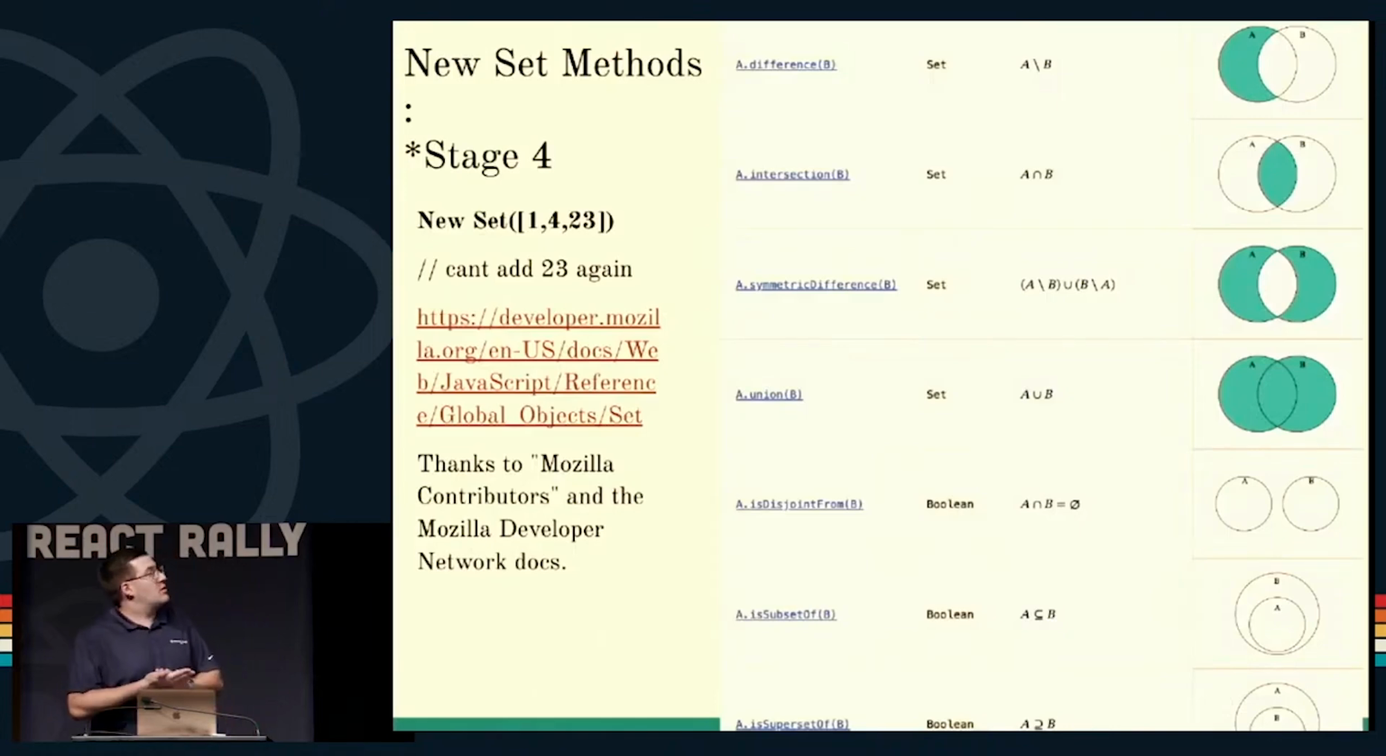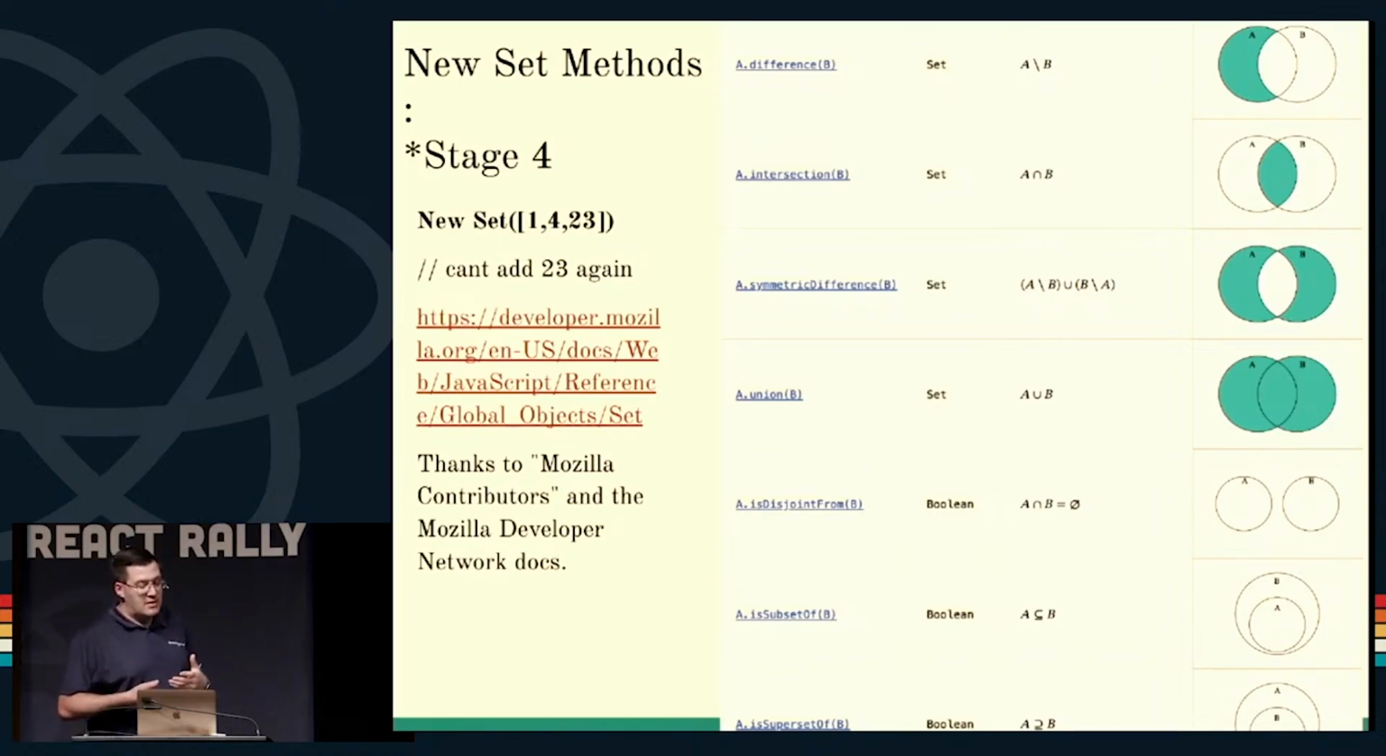And then lastly, something that I wanted to also cover is the new Set methods. So this is in stage 4. I put an asterisk here because even though it is in stage 4, it's not going to be added to the standard until ES 2025, but you still can use it now. And just as a reminder, if you have a Set, and let's say I have an array of 1, 4, 23, every element needs to be unique, so I can't add 23 again. I just wanted to give a shout out, I didn't want to have to generate those images myself for the explanation of the different methods that Set has, but Mozilla does a great job of that.